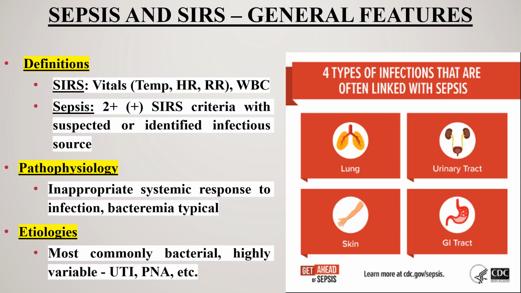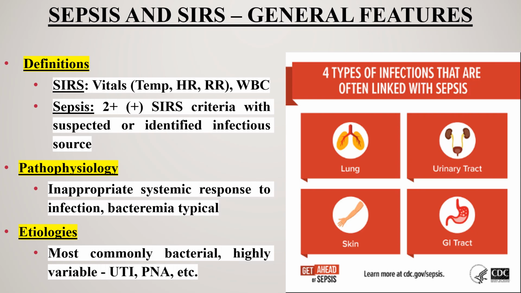To understand sepsis, you first have to look at SIRS criteria, which is a clinical syndrome comprised primarily of vital signs, so temperature, heart rate, respiratory rate, but it also includes white blood cell count. Sepsis is diagnosed by having two or more positive SIRS criteria with a suspected or identified infectious source.